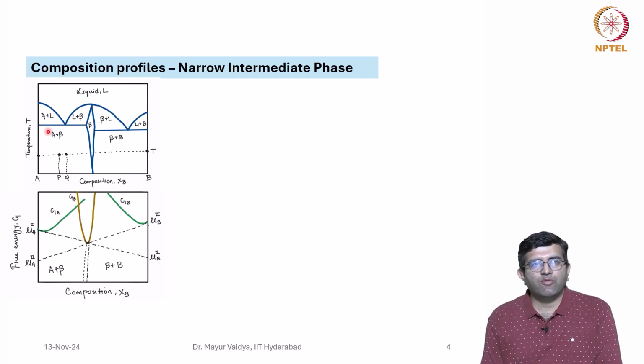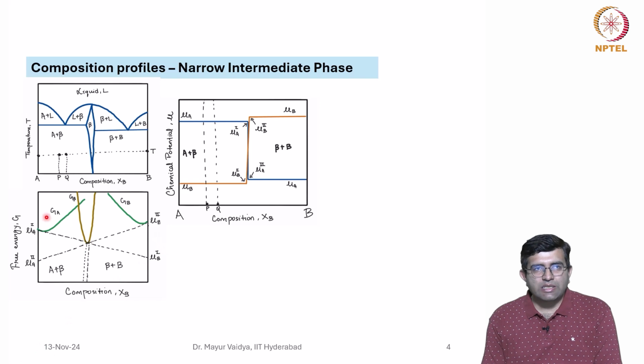Now, for this equilibrium A plus beta, you draw a common tangent here like this. And this common tangent, if you extend here, it gives you mu A, and here in the alloy mu A here, and here it is mu B. Okay.